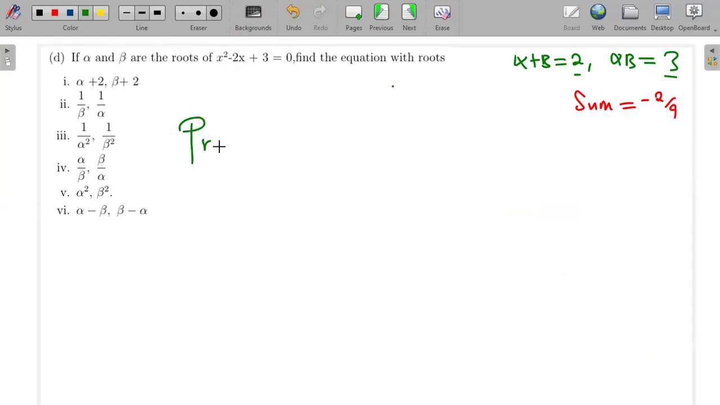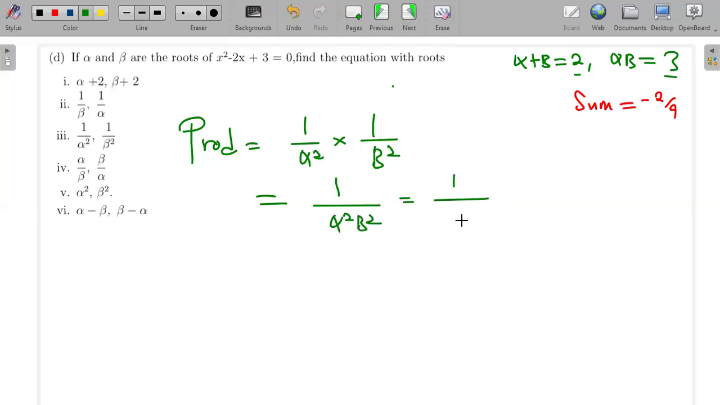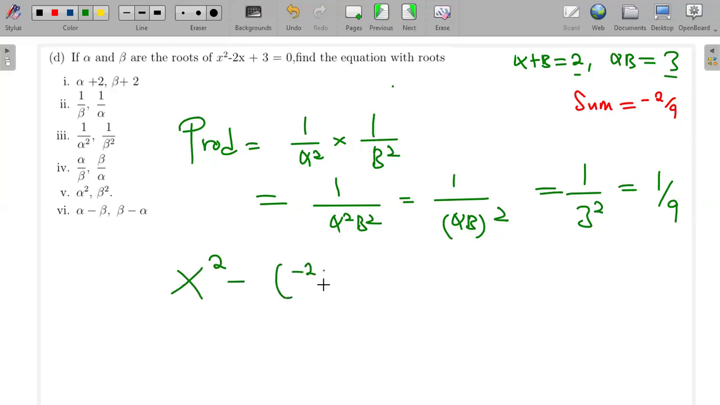So the product of the roots is just going to be equal to 1 over alpha squared multiplied by 1 over beta squared. So I'm just going to get 1 over alpha squared beta squared, which will be 1 over (alpha beta) squared. So this will just be 1 over 3 squared, which is 1 over 9. So my new quadratic equation is x squared minus the sum, minus 2 over 9, x plus the product, 1 over 9, is equal to 0.